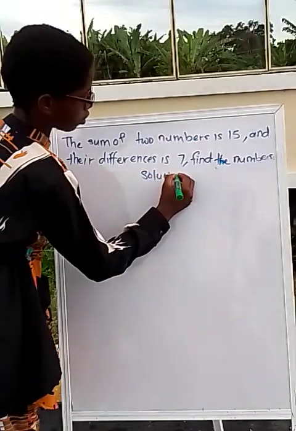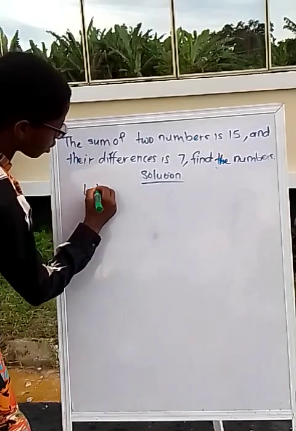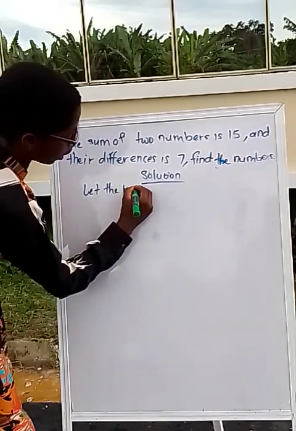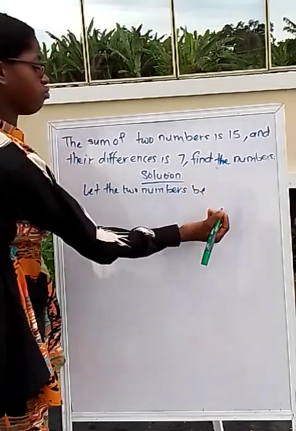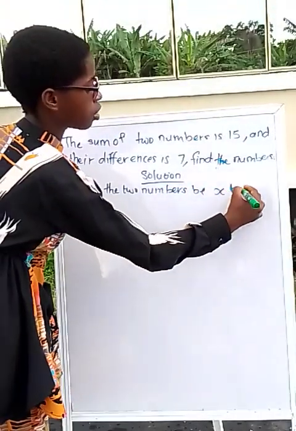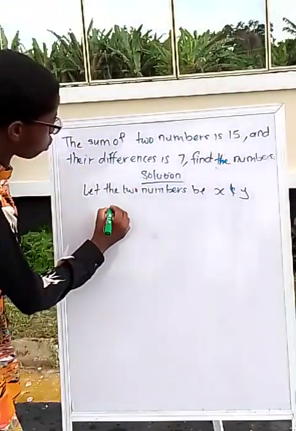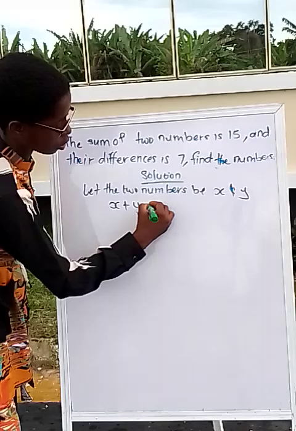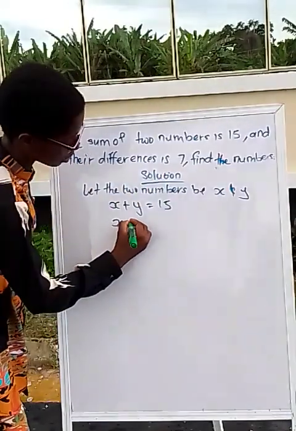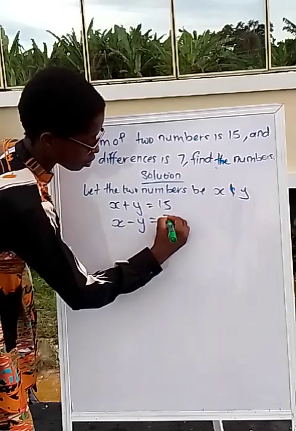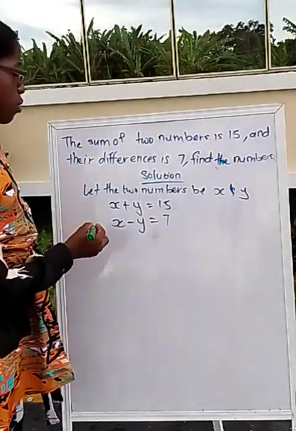Now let the two numbers be x and y. Since the sum of the two numbers is 15, we have x plus y equals 15, and their difference is 7, so we have x minus y equals 7. So now this is a simultaneous equation. I suggest we solve it using the substitution method.